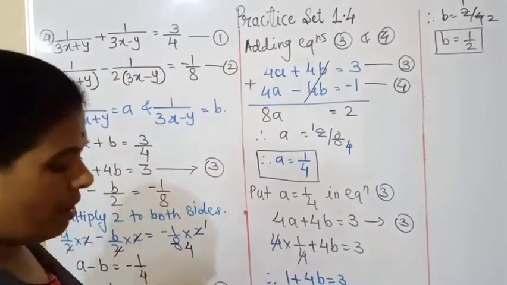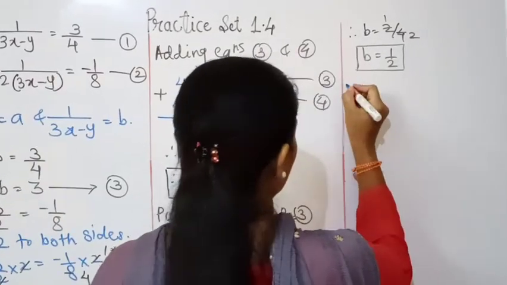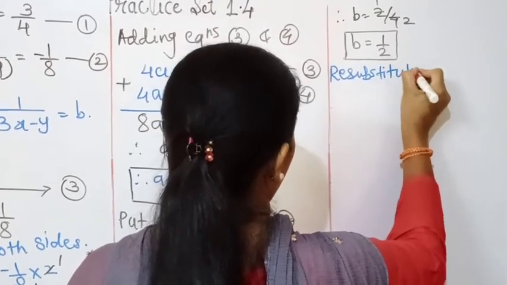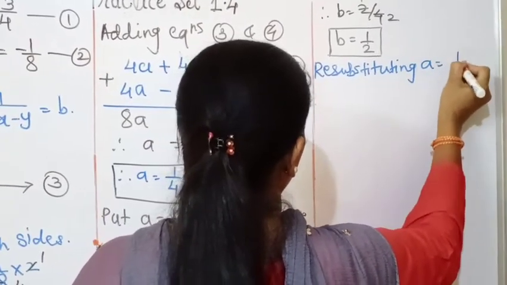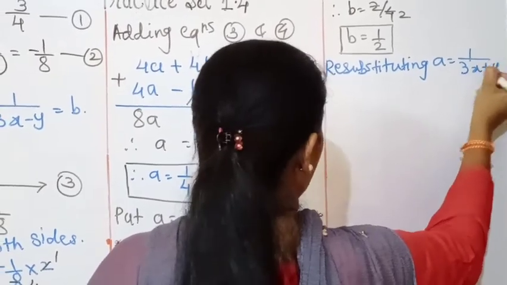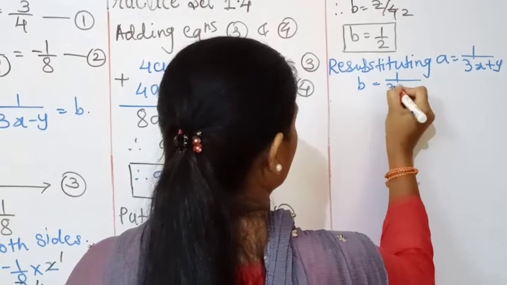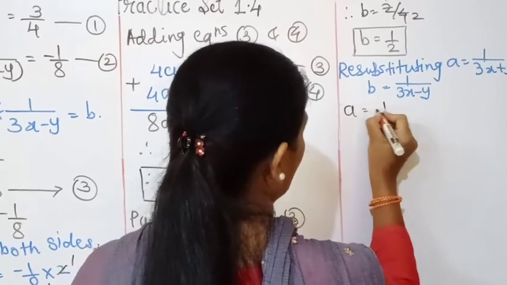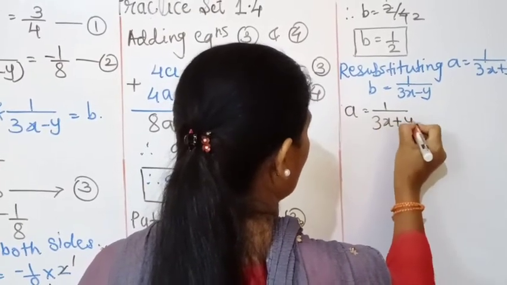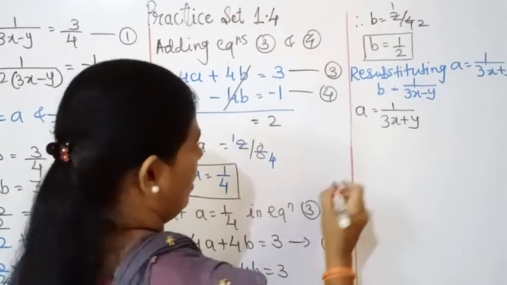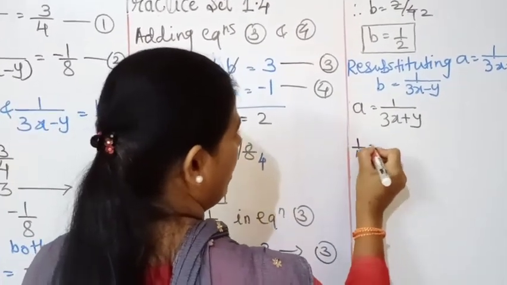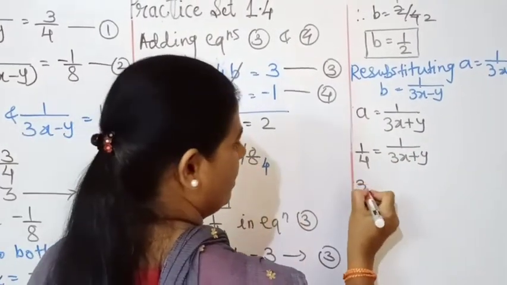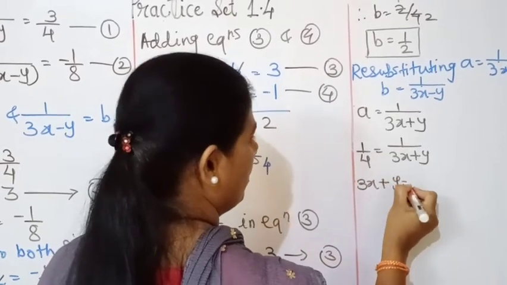Now again what we have to do? We have to resubstitute now. Okay. So resubstituting. a equal to 1 upon 3x plus y and b equal to 1 upon 3x minus y. Okay. So now first we will take a equal to 1 upon 3x plus y. The value of a is 1 upon 4 equal to 1 upon 3x plus y. Now we will cross multiply. That will be 3x plus y equal to 4.